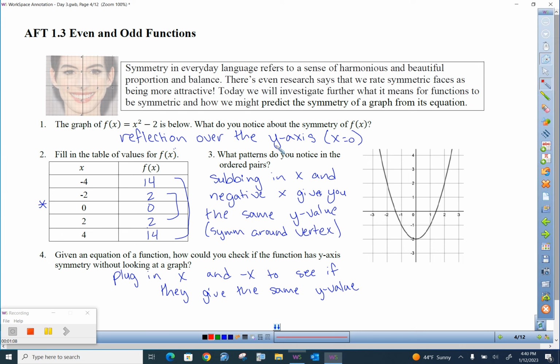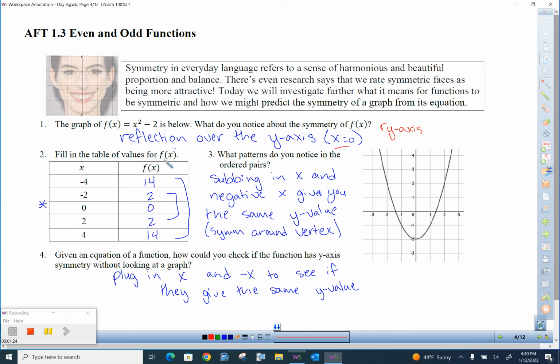I'm going to use a lowercase r with the y-axis being the equation that I'm symmetric over. Now, the equation itself for the y-axis is x equals 0. And the reason I mention that is because we don't always have symmetry over the y-axis. Sometimes the line has been shifted over. I'm going to get a little bit more in detail on that on number 4.